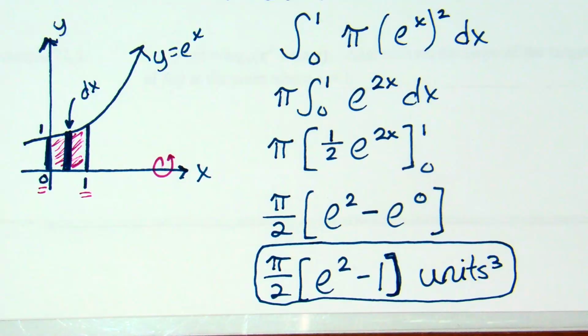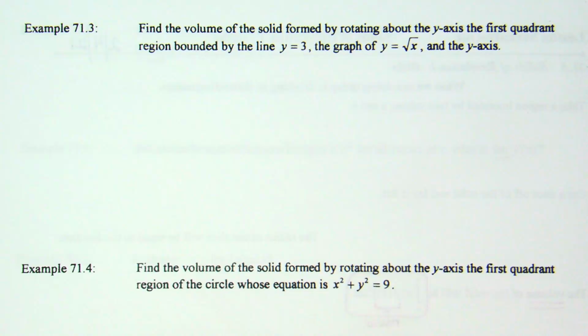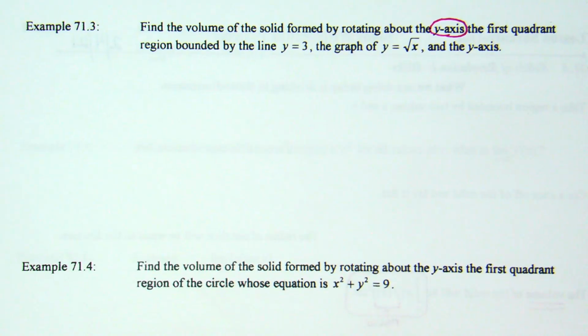Example 3. If you've already started reading it, what changes? We're going around the y-axis. Okay, guys. If you're going around the x-axis, you're working in terms of x. If you're going around the y-axis, you're working in terms of y. Okay? We definitely prefer to go around the x-axis, but that's not the way it works always.